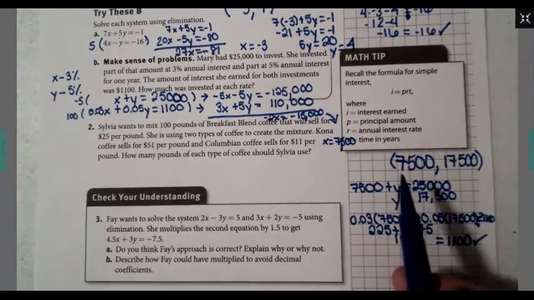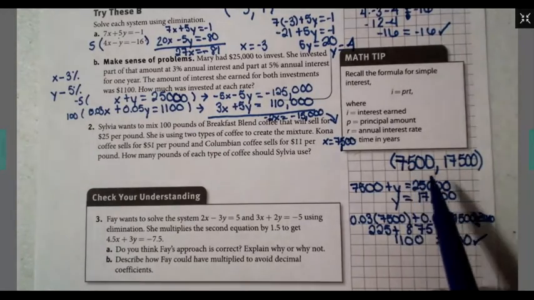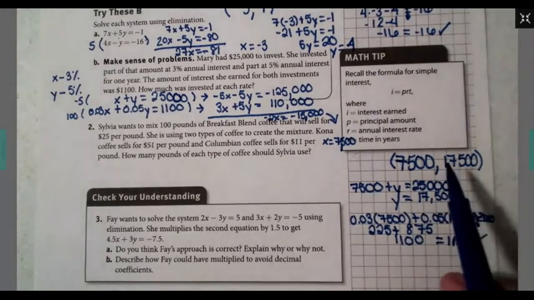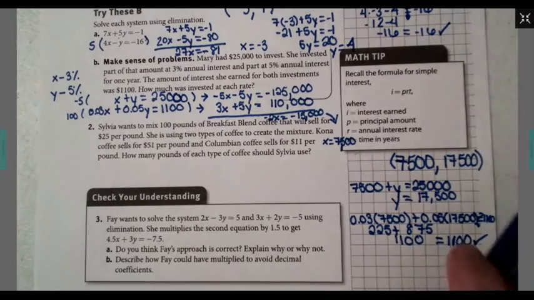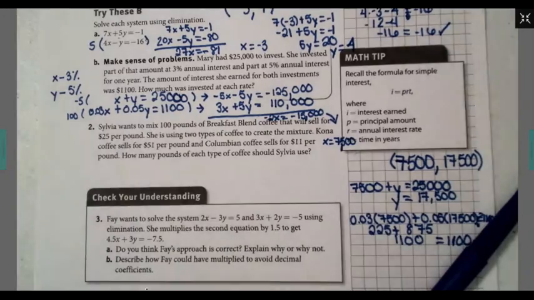So our answer would be $7,500 at 3% interest and $17,500 at 5% interest. On to the next set of questions.